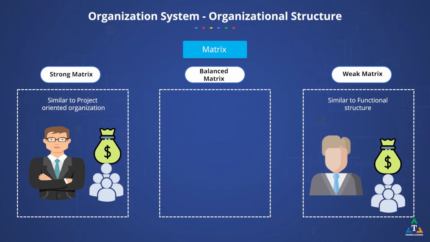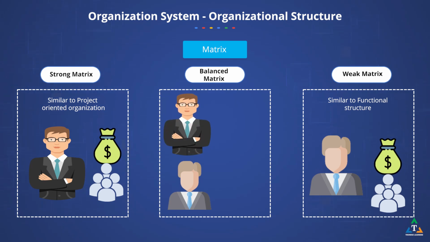Balanced matrix structure has properties of both functional and projectized structures. Here, project managers have a low to moderate authority and a part-time team. The budget is managed by both the project manager and the functional manager.